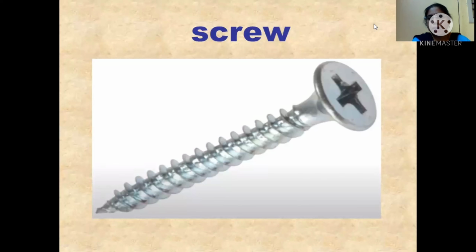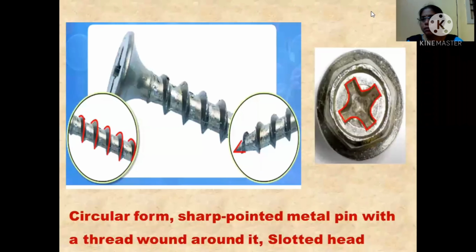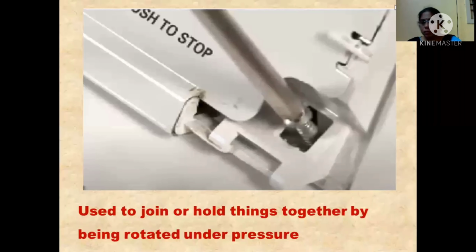A screw is a modified version of an inclined plane. It is actually an inclined plane in a circular form. It is a sharp pointed metal pin with a thread wound around it. It has a slotted head. It is used to join or hold things together by being rotated under pressure.